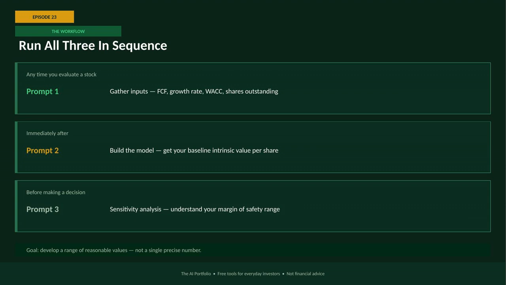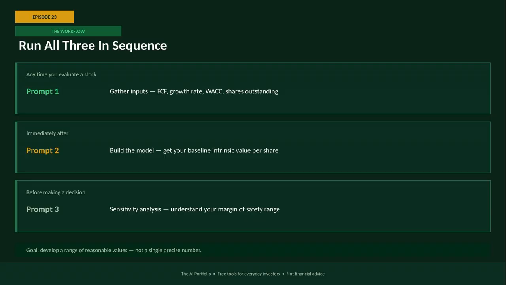Start with prompt 1 to gather your inputs. Don't skip this step or use numbers you can't source. Then run prompt 2 to build the model and get your baseline intrinsic value. Then run prompt 3 to stress test it. If the stock still looks undervalued across a wide range of assumptions, your conviction is stronger. If it only looks cheap under the most optimistic scenario, that's a warning sign.